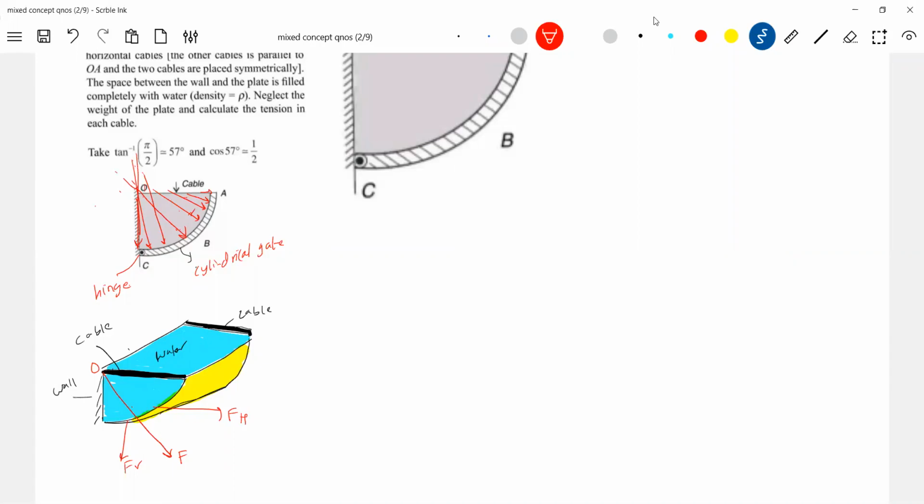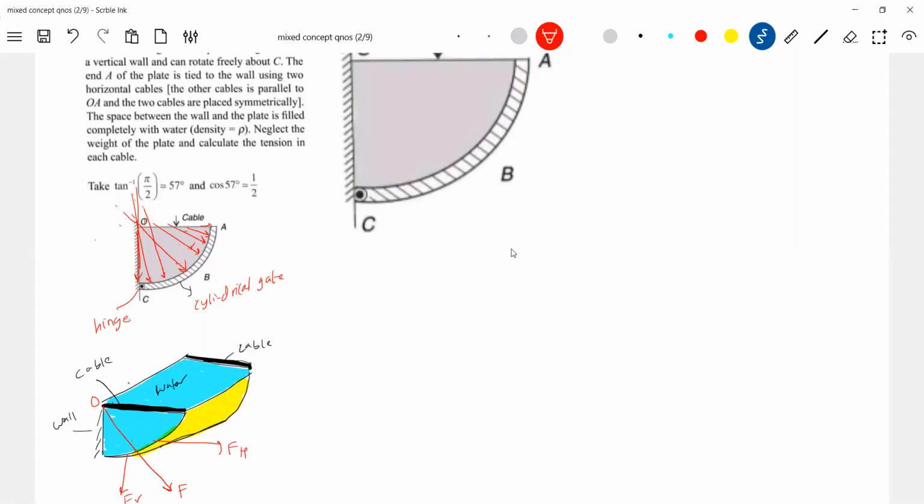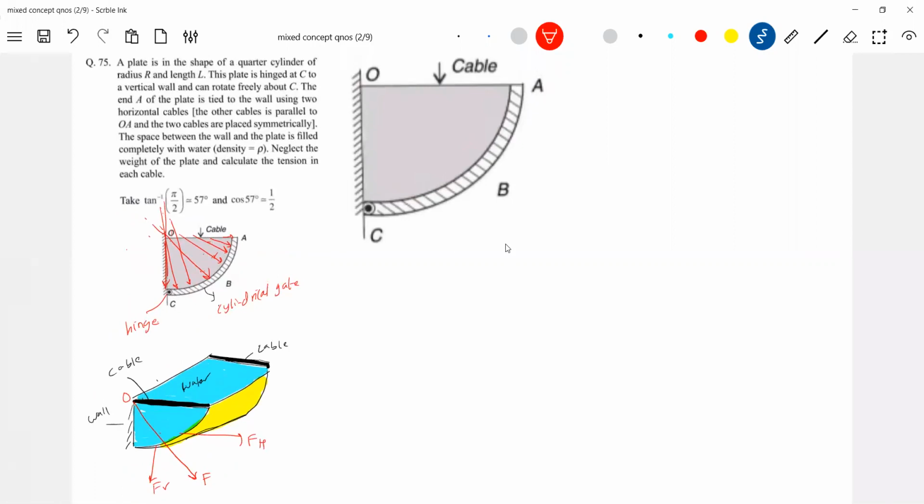Okay, how to calculate the vertical force? Weight of the liquid. So what is Fv? Fv is the weight of the liquid here. Okay, now what is the weight of the liquid? The density of the liquid is given as rho, times pi r squared by 4, times the length, which is L, times g. So this is the vertical force.